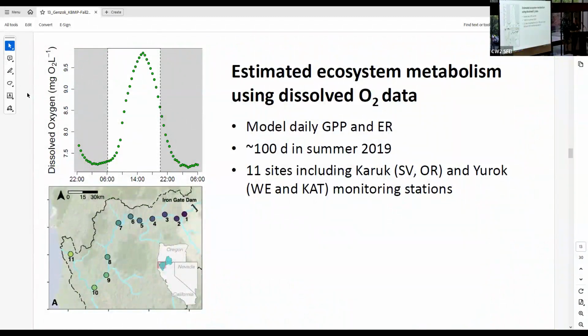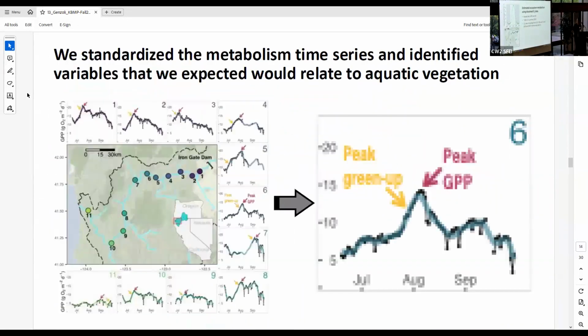And so to do this, I estimated ecosystem metabolism using dissolved oxygen data. We did it for about 100 days in the summer of 2019 at the 11 sites that I showed you earlier along the river, using, again, both the tribally collected dissolved oxygen data and some stations that I put in between so that we'd have higher density.